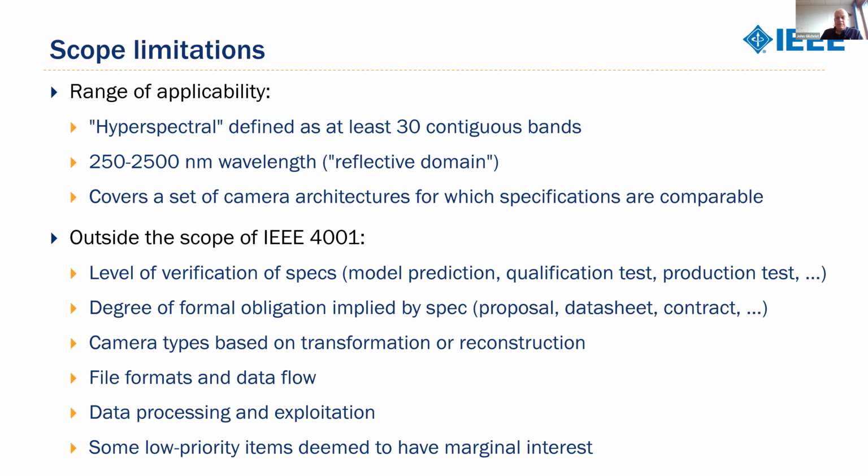We do not define file formats or data flow because that is covered by numerous other standards, and we're not diving into data processing or exploitation because that is not related to the camera, and the camera is the focus of our attention in this standard. We also actually made an internal list of items that we do not include because we deem them to have marginal interest. That list is not part of the standard, but if anyone wants to have a look, just ask John or myself.